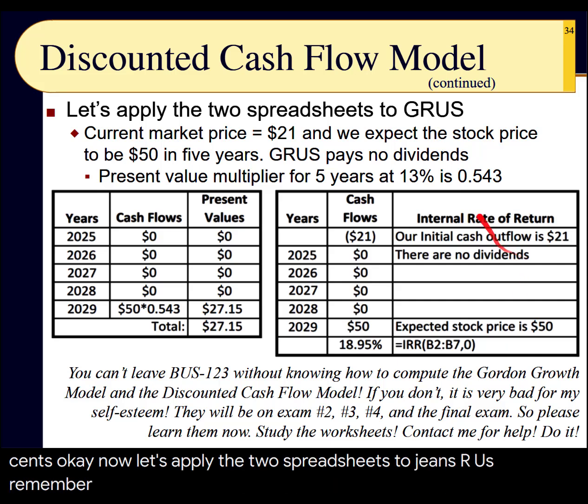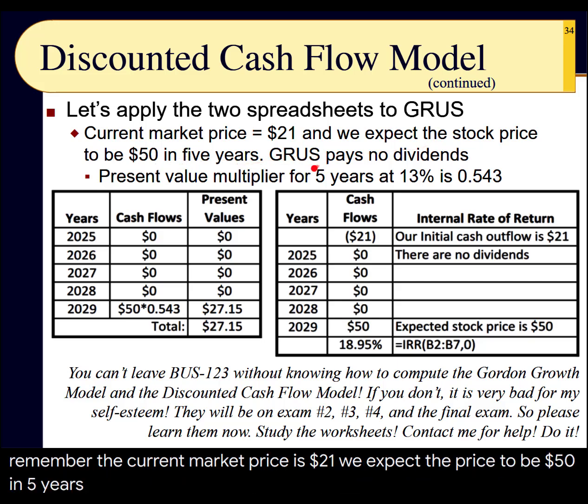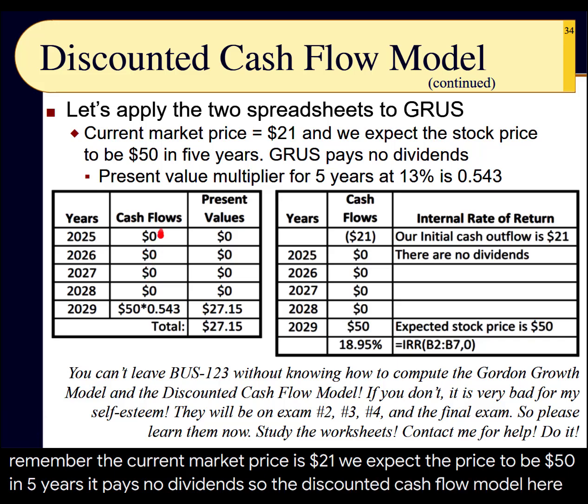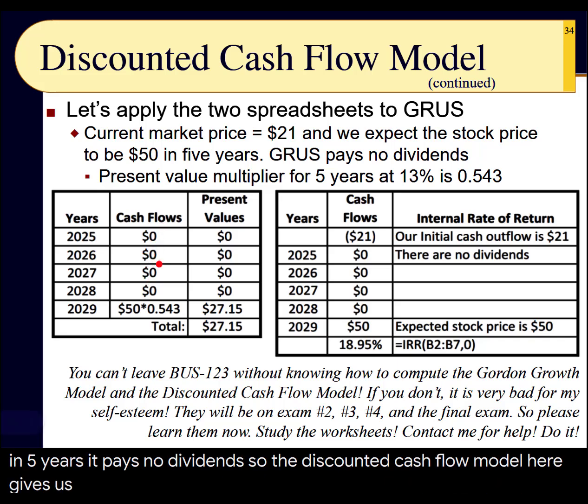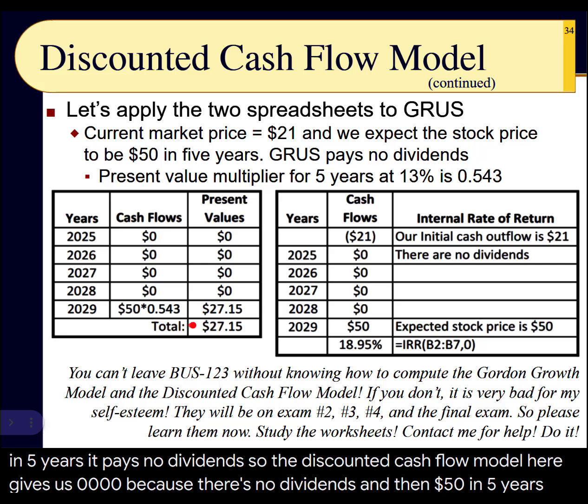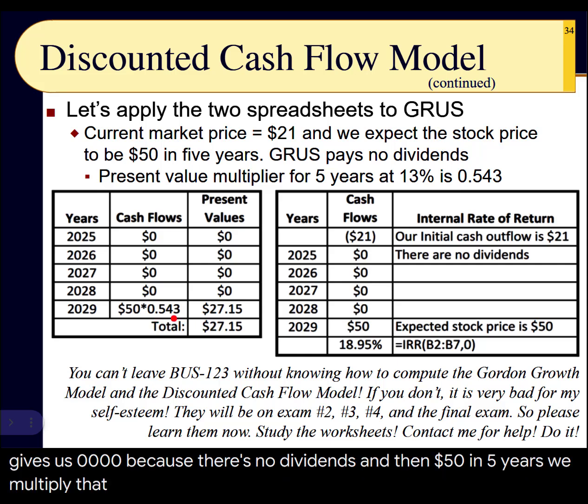Okay, now let's apply the two spreadsheets to Genes or Us. Remember, the current market price is $21. We expect the price to be $50 in 5 years. It pays no dividends. So the discounted cash flow model here gives us 0, 0, 0, 0 because there's no dividends, and then $50 in 5 years. We multiply that times the 0.543, and that gives us $27.15.